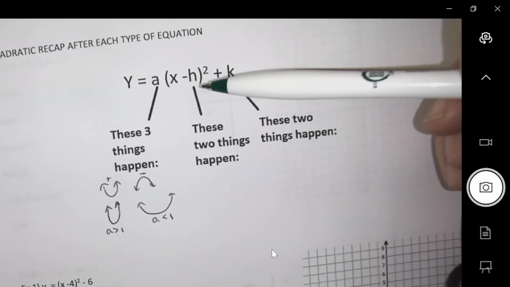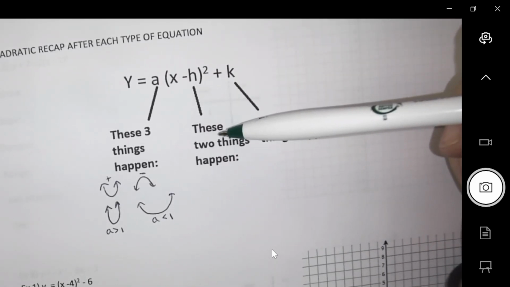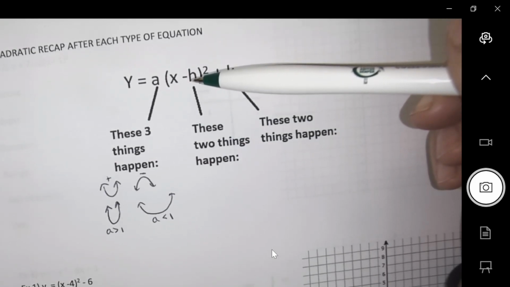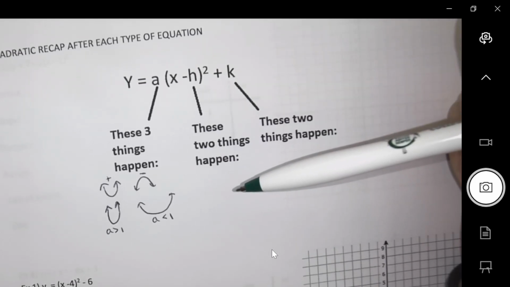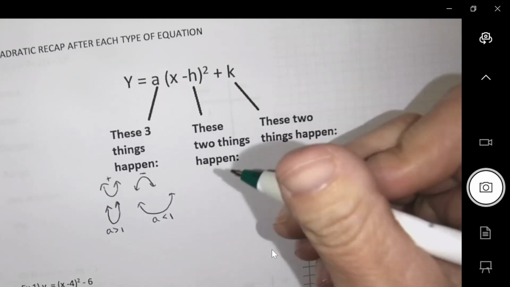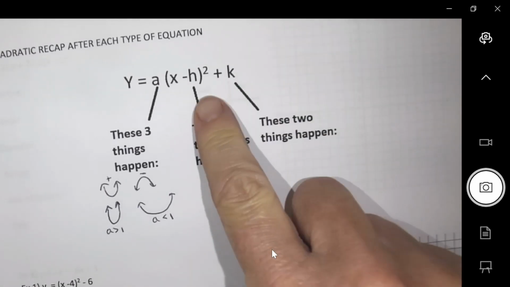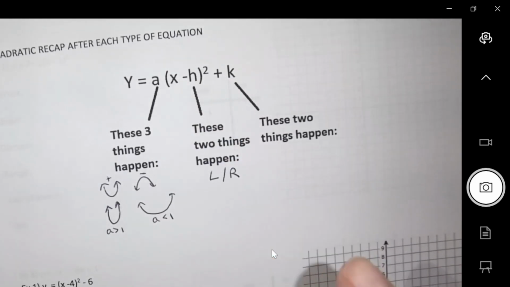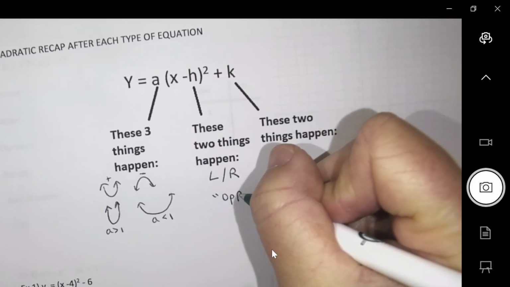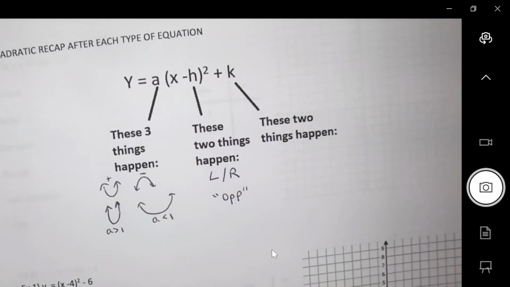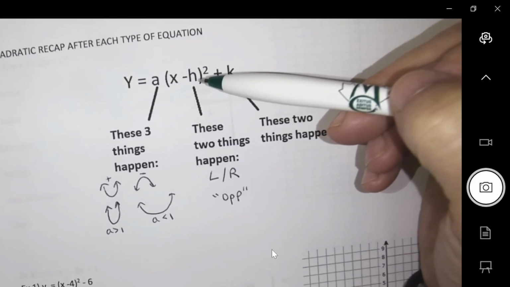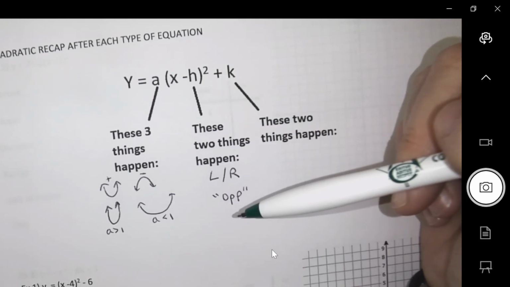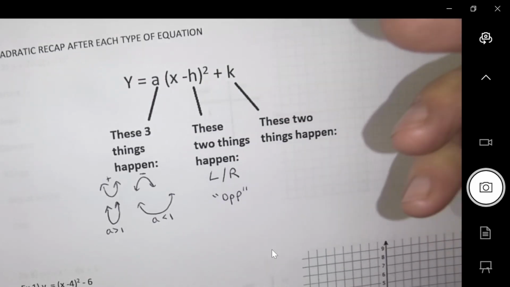Then we had this number, the H position, and it was inside the brackets with the X. It had to be inside the brackets, which makes the parabola move either what or what? Left or right. And this is a negative H in the formula, so what does that tell us? We have to think opposite. You can tell because this formula has a minus H, which means our H is opposite of that.